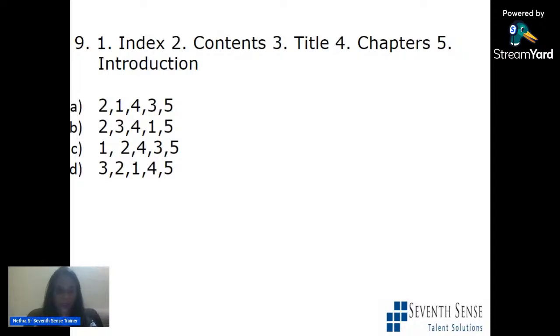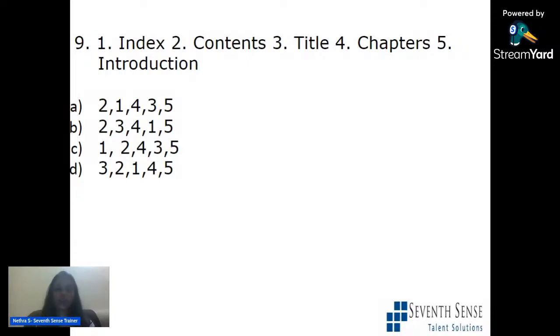Okay, we'll move on to the proper explanation with the correct answer. The majority of members selected option C, but we'll check the other options too first. So we'll go with option B first, 23415. That is, first contents, followed by title, followed by chapters, followed by index, and last introduction. So that is not possible.